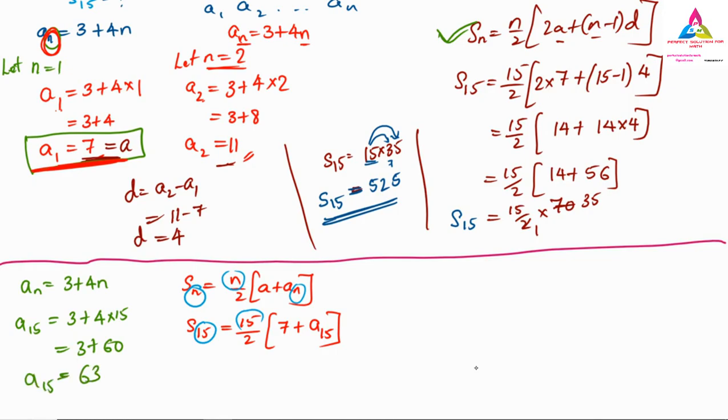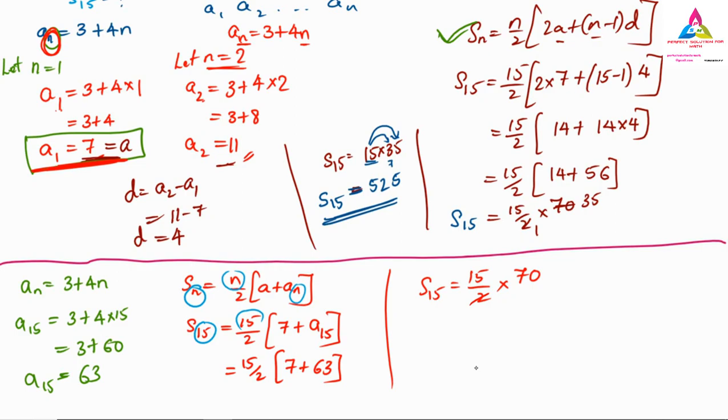So now we have to substitute in that formula. I will write once again 15 by 2 into 7 plus a15 value, which is nothing but 63. So S15, which we are finding, is nothing but 15 by 2 into 7 plus 63, which is nothing but 70.